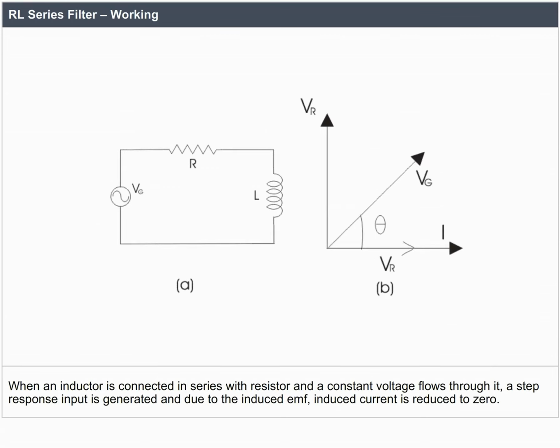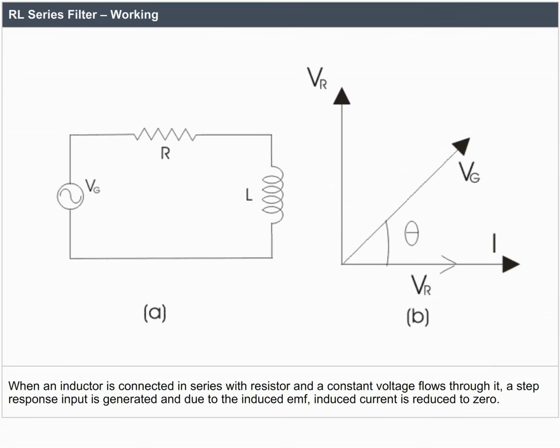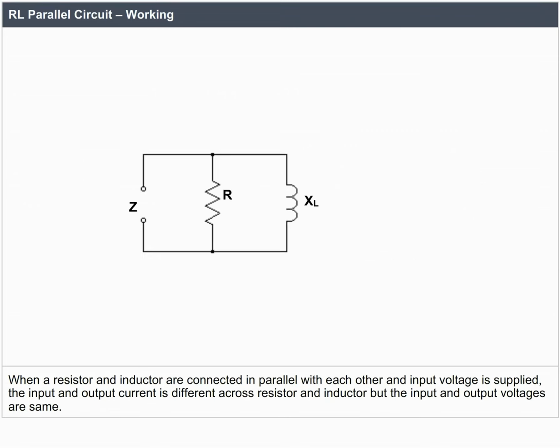RL series filter working. When an inductor is connected in series with resistor and a constant voltage flows through it, a step response input is generated, and due to the induced EMF, induced current is reduced to zero. RL parallel circuit working.